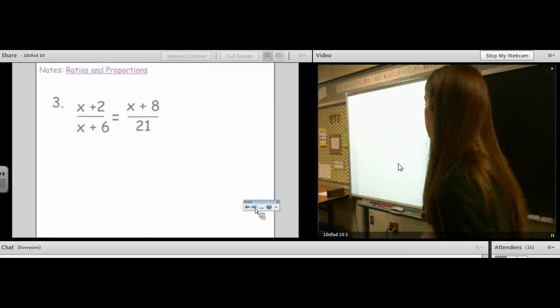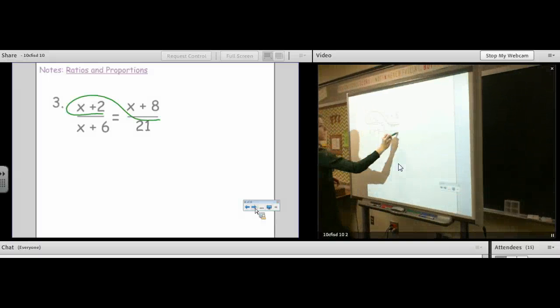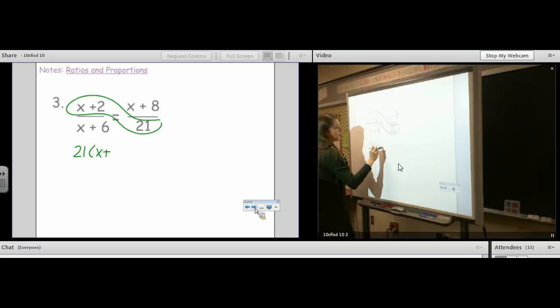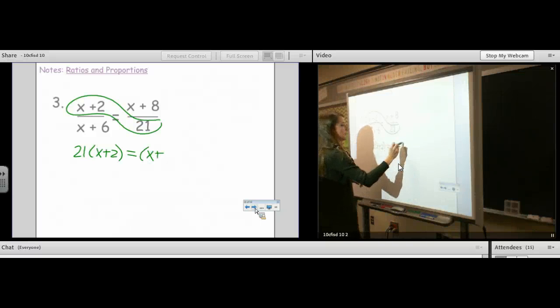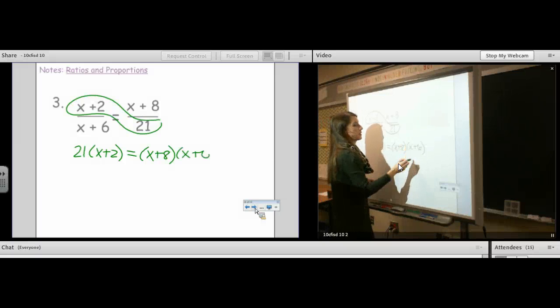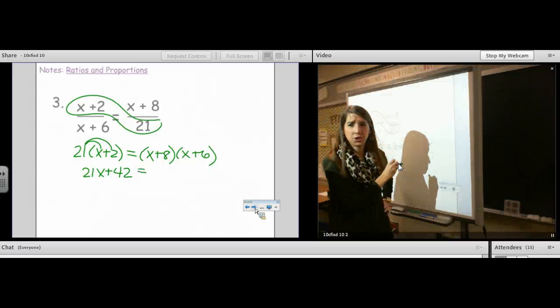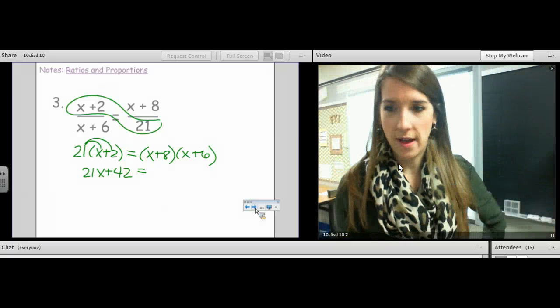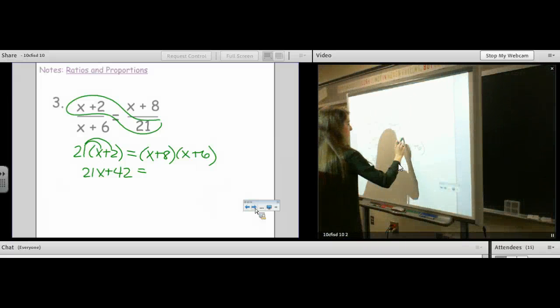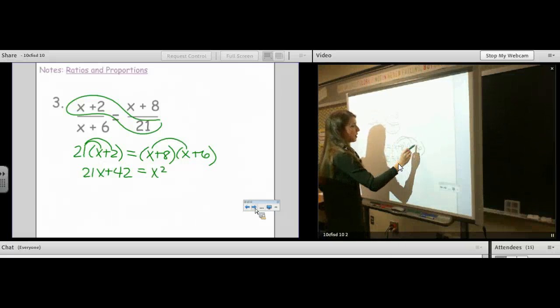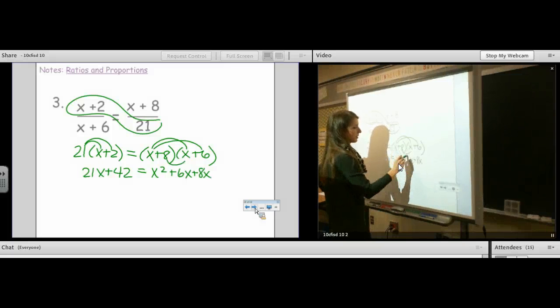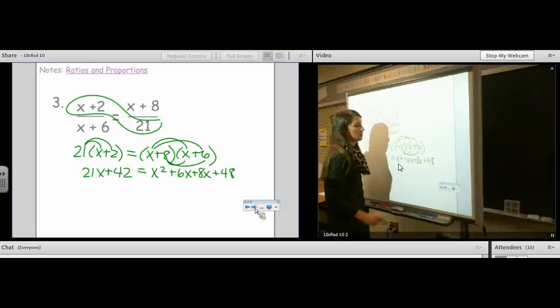Lots of algebra. Let's write this one out. Cross multiply. 21 times x plus 2 equals x plus 8 times x plus 6. This side is not bad. We just distribute this side. 21x plus 42. This side, you have to make sure you FOIL. 8x times x, x squared, plus 6x, plus 8x, is 48.